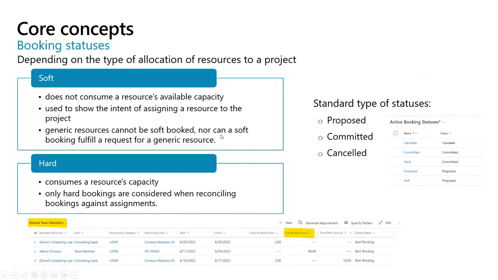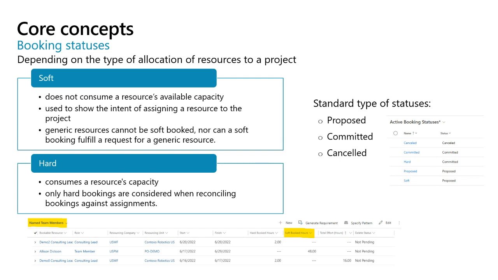Another very important core concept is the booking status. We actually mentioned in the previous slide hard versus soft bookings. Hard bookings are the ones that consume a resource's capacity, while the soft bookings do not. And because we'll be talking later on about hard bookings, let's focus a bit on the soft bookings. They are used to show the intent of assigning a resource to a project. As such, generic resources cannot be soft booked.